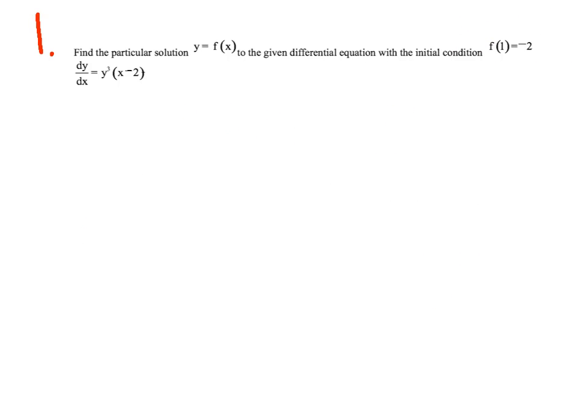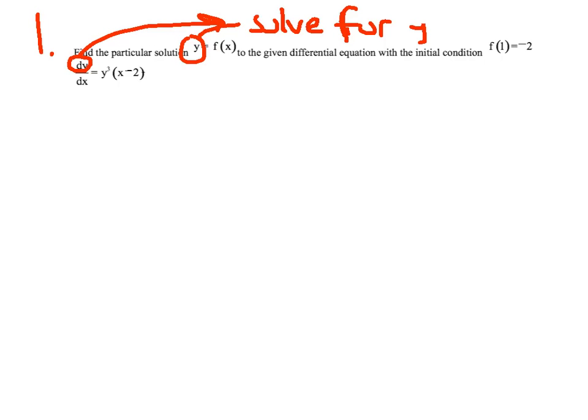All right, so here we go. Find the particular solution y equals f of x to the differential equation with initial condition f of 1 equals -2 and dy/dx equals y cubed times the quantity x minus 2. So a couple things to notice. They're telling you y equals f of x, so basically they're telling you to solve for the letter y. Another reason I know that is the y is on top in dy/dx, which also means solve for the letter y. This initial condition implies that when x is 1, y is -2 on the function f of x, since they said f of 1.